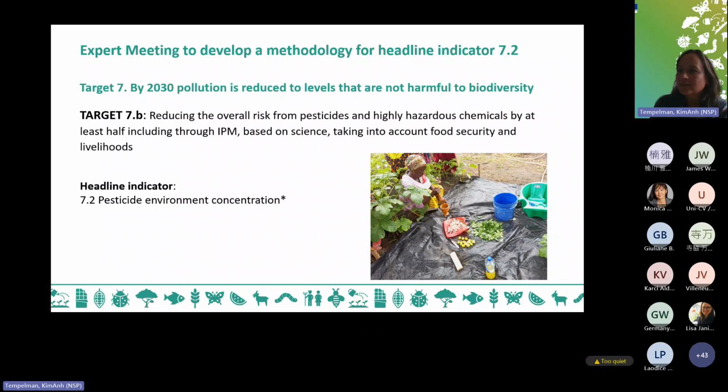So just a quick reminder, target 7 in a nutshell is about reducing pollution to levels that are not harmful to biodiversity by 2030. Target 7B, our focus target, is about reducing the overall risk from pesticides and highly hazardous chemicals by at least half, including through integrated pest management based on science, taking into account food security and livelihoods. And as already mentioned by Monica, the headline indicator that was adopted at CBD COP15 with an asterisk, meaning that it was an indicator that still needed further development, was named at the time pesticide environment concentration. The AHTEG was tasked with reviewing this indicator and giving advice on methodology development.